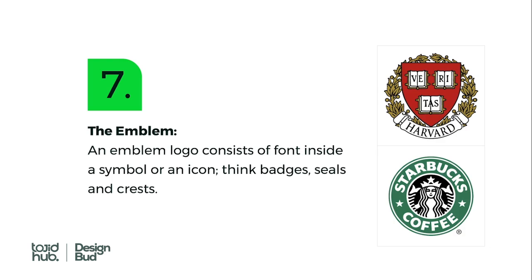So these are the seven major kinds of logo. There are other ones, but these are the major seven kinds of logo. So you just have to look into them, try to understand them, and try to know their differences.